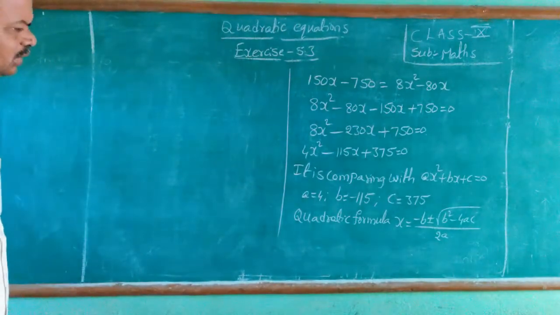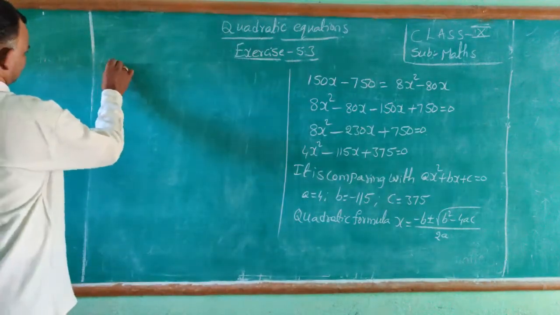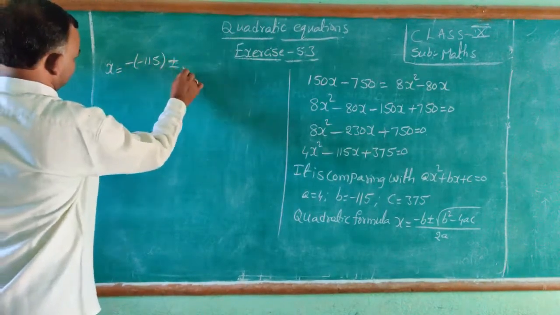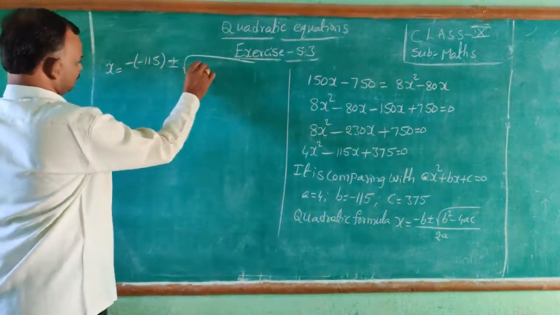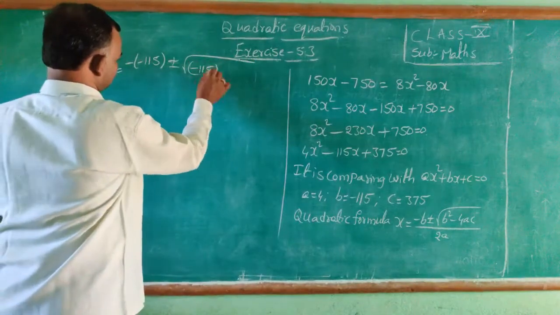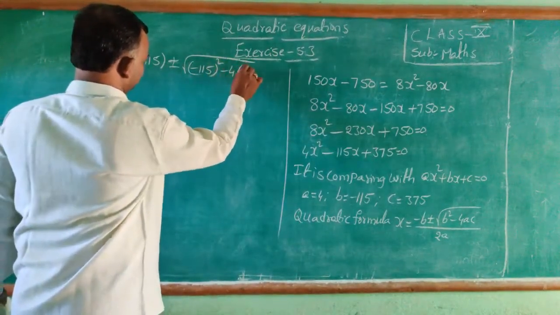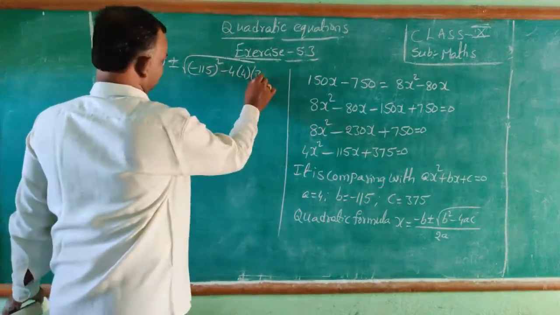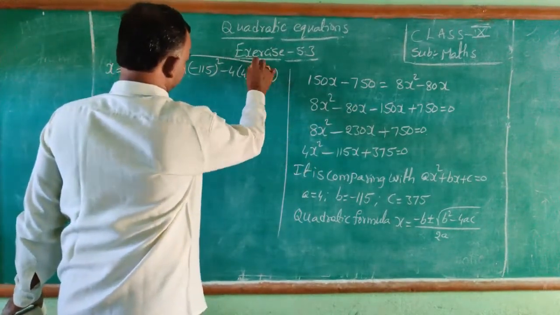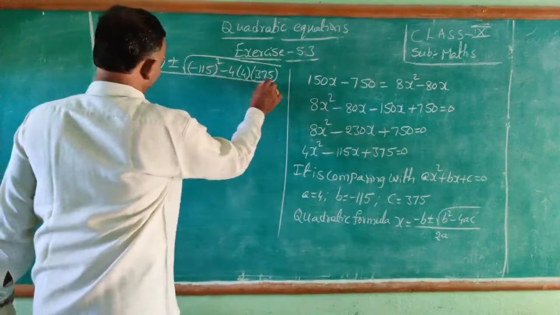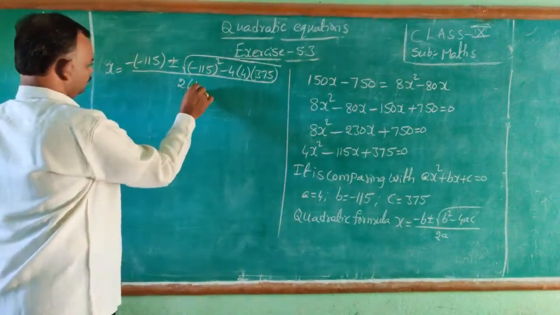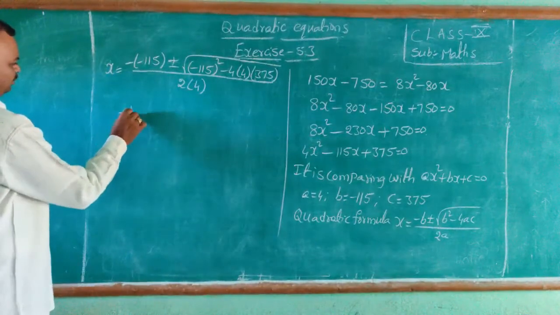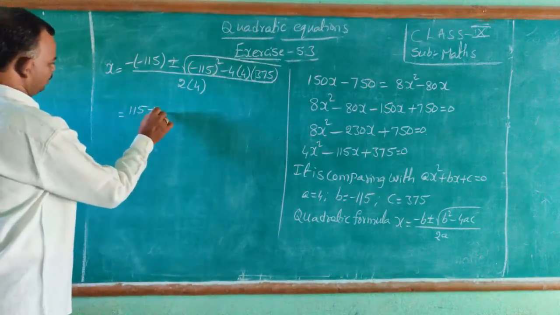Now we are substituting the values. x is equal to minus of minus 115 plus or minus root of minus 115 whole square minus 4 into a, 4 into c, 375, by 2 into 4, 2a.